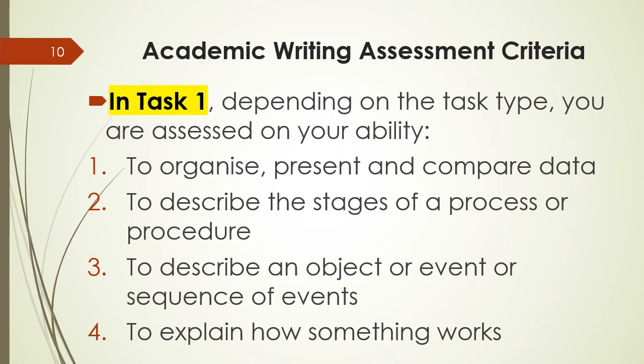Academic writing assessment criteria in task 1. Depending on the task type, you are assessed on your ability to organize, present, and compare data. When you are writing task 1, which is the description of the data or the chart, don't say, oh, this is how it is, this is how it is. Analyze that, compare data. You could say, for example, in 1970 these many students got into higher education. In the 1990s this number dropped, and these are the reasons, this could be the reason.